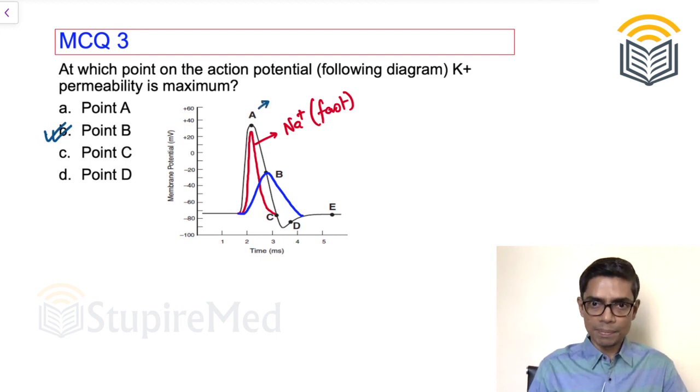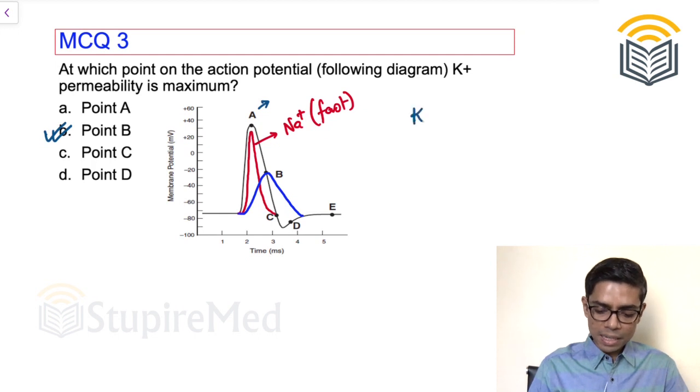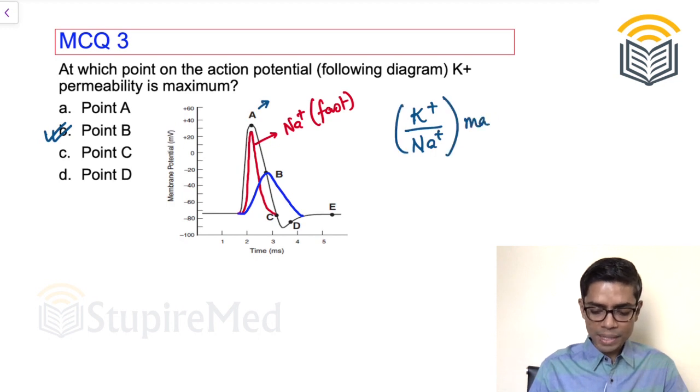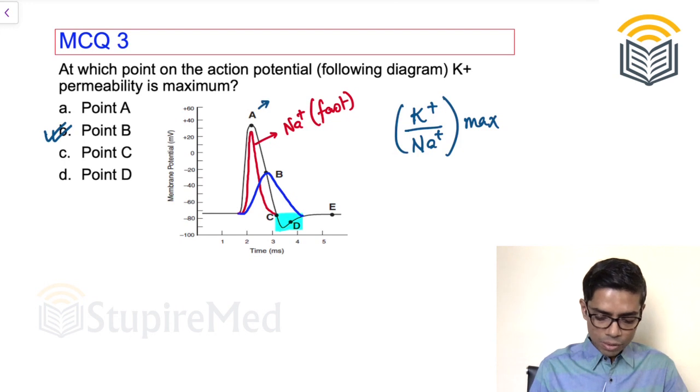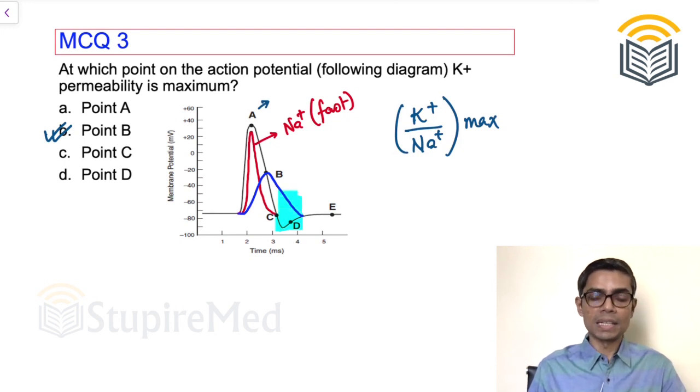But be careful, if the question is like this, that potassium permeability upon sodium permeability, this ratio is maximum at which point, then look at this after hyperpolarization part of the action potential. In this part, only and only potassium permeability is present. Sodium channel is already inactivated. So during this after hyperpolarization, potassium permeability is present, but sodium permeability is almost 0.